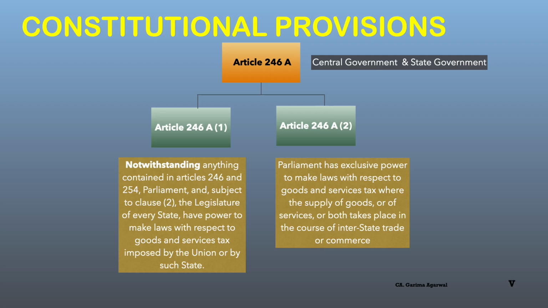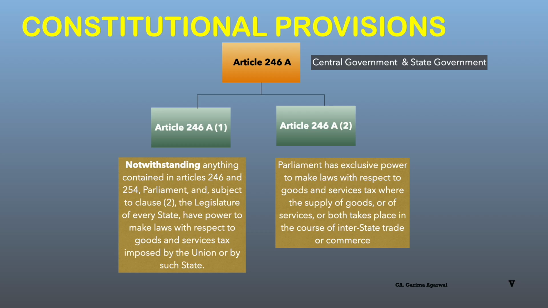But what happens in case of interstate supply, that is movement of goods or supply of services between states, that means from one state to another? Only Parliament, that is the central government, has the power to make laws in such a case. And the result is IGST, that is integrated GST. The states do not have jurisdiction over interstate trade.